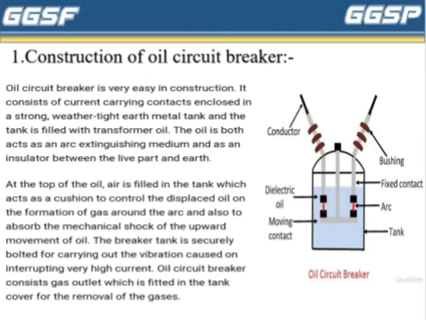displaced oil on the formation of gas around the arc, and also to absorb the mechanical shock of the upward movement of the oil. The breaker tank is securely bolted to withstand the vibration caused on interrupting very high current. Oil circuit breaker consists of a gas outlet which is fitted in the tank cover for the removal of the gases.